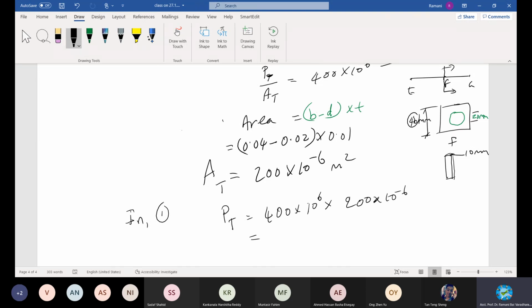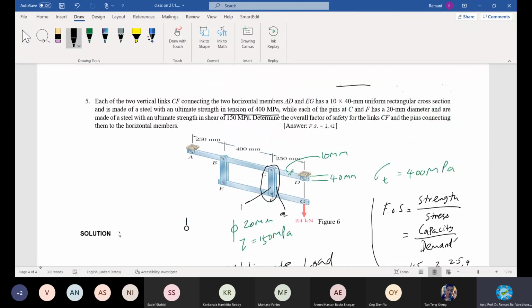What's the answer? Are you there? 80 kilo, or 80 into 10 power 3. But this one is supported by this link, right? But you were asked to calculate the overall factor of safety for the links and the pins here. The frame is supported by 2 links, right? Can you see the arrow? 2 links are here. It's not one link that is subjected to tensile force due to the loading.